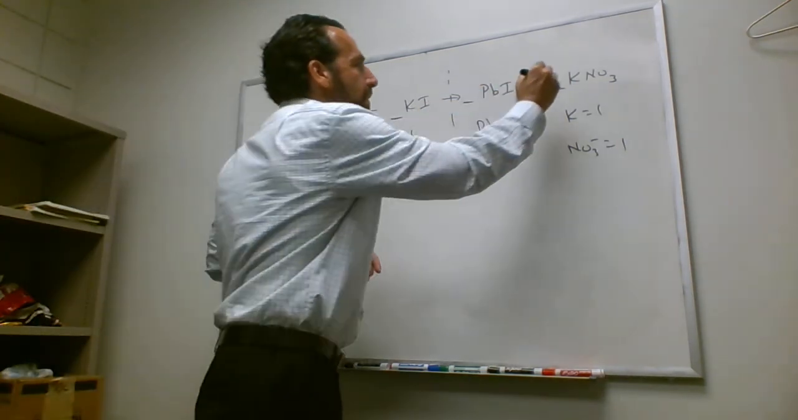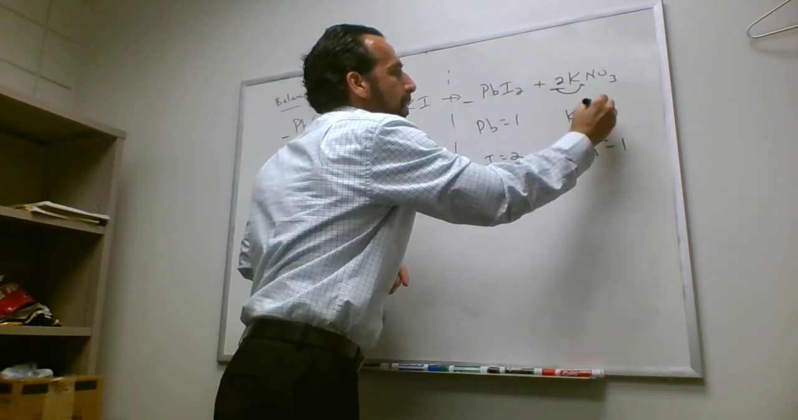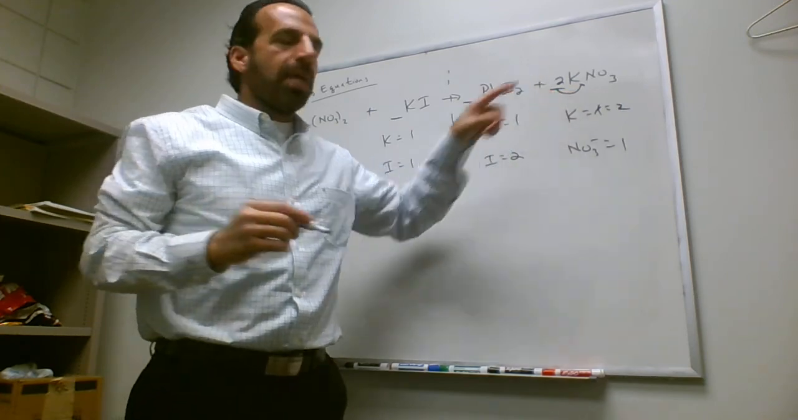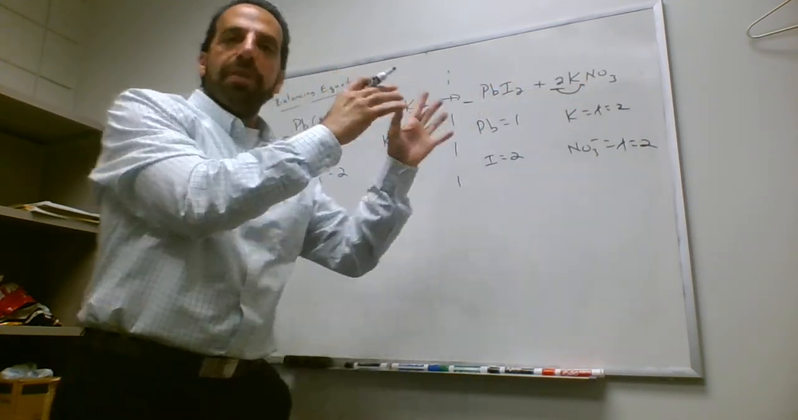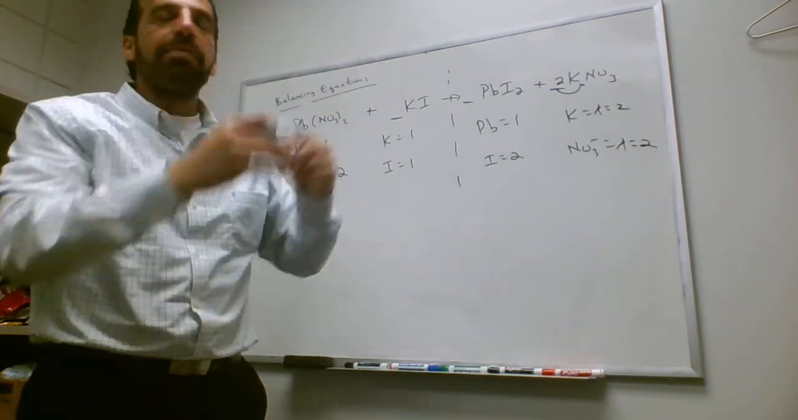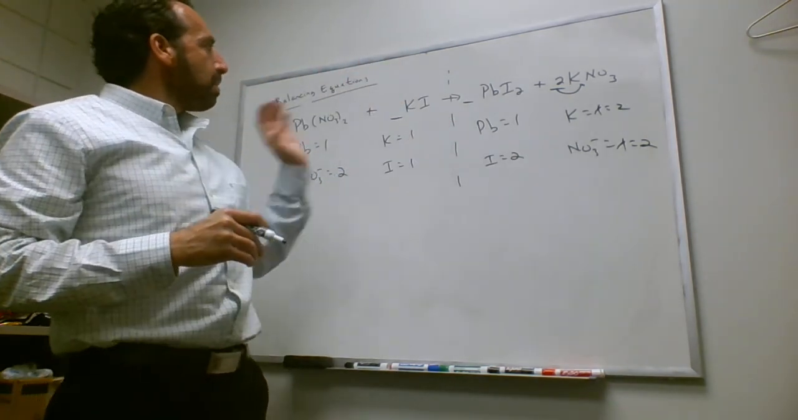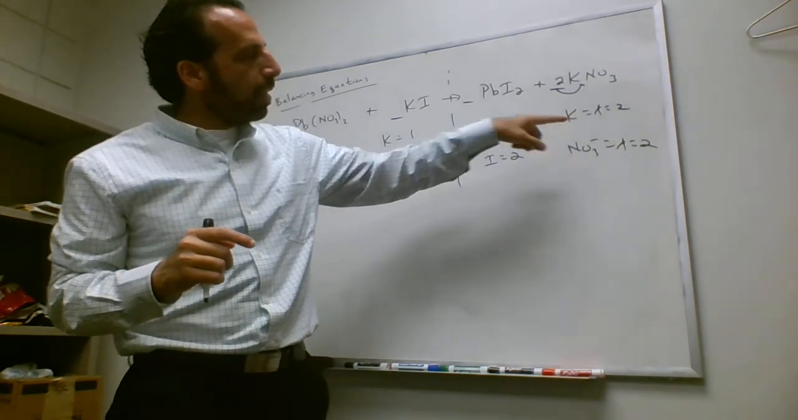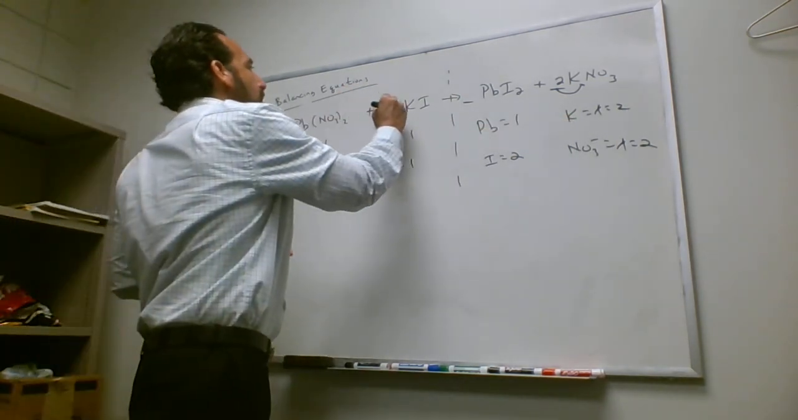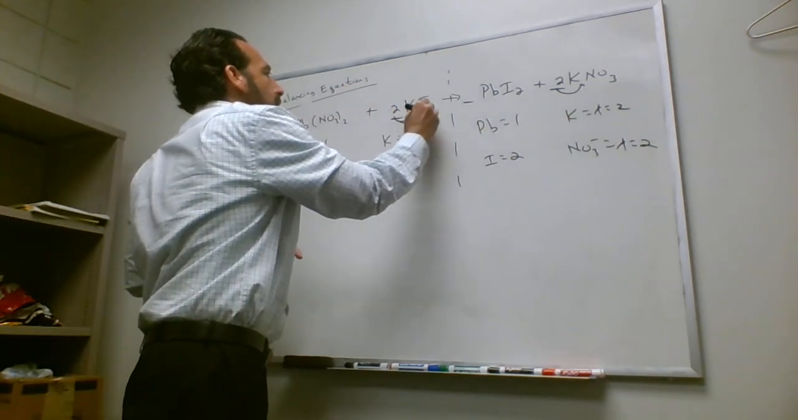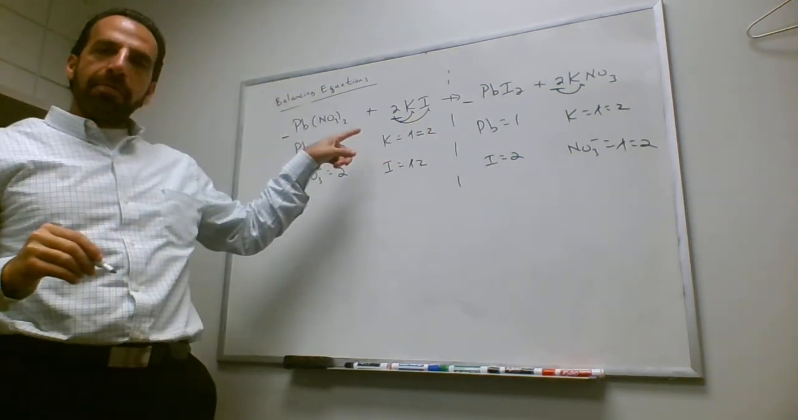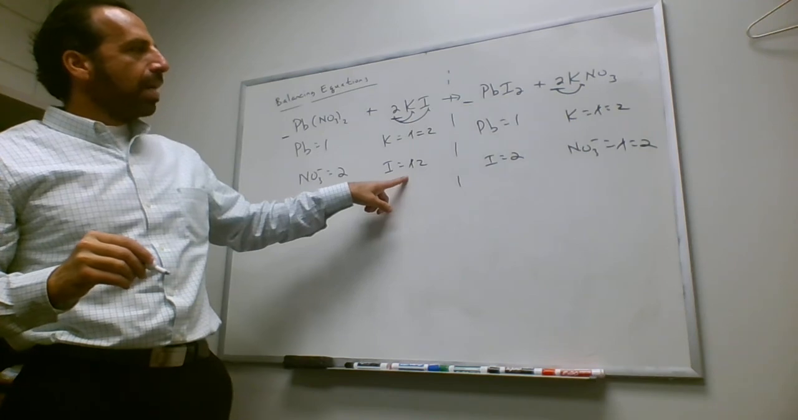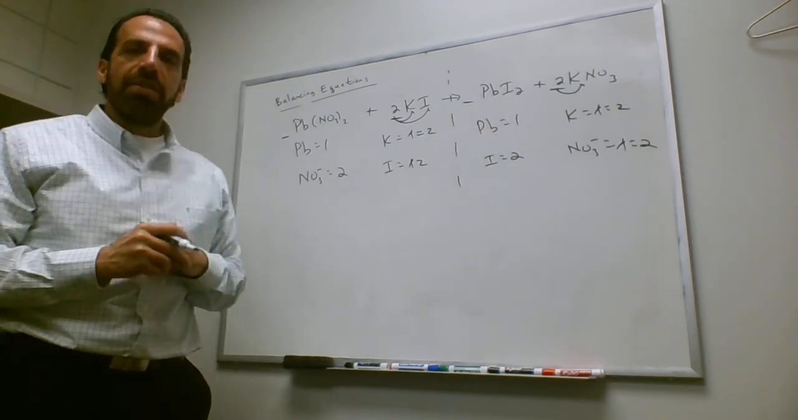So I'm going to put a 2 in front of here. So now I have 2 potassiums and 2 nitrates. So again, that 2 now multiplies everything. It means the whole nitrate. I had 1. Now I have 2 of those there. To balance the potassiums, I got 2 here. Well, let's put a 2 in front of here. 2 times 1. So now I have 2 potassiums, 2 iodides, and 2 nitrates on both sides of the equation.